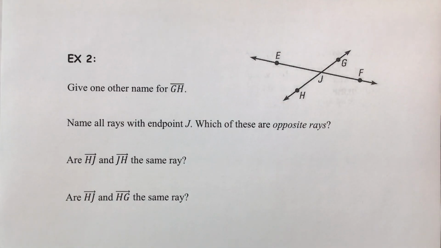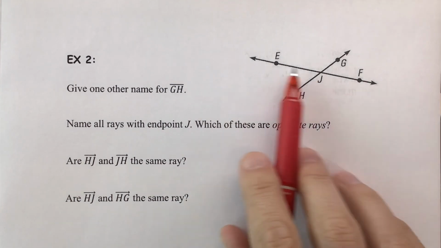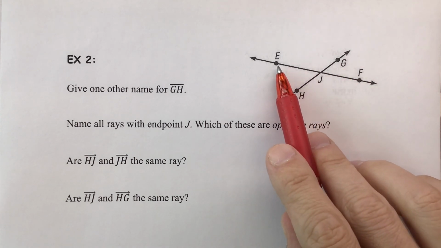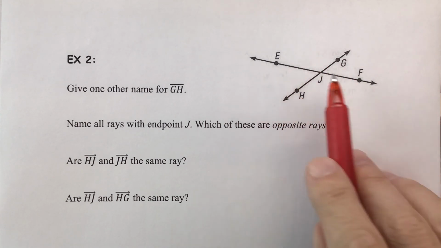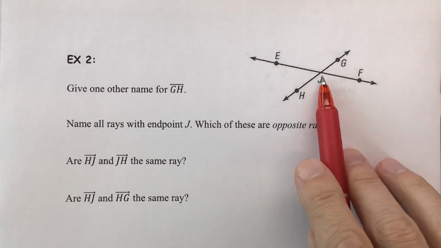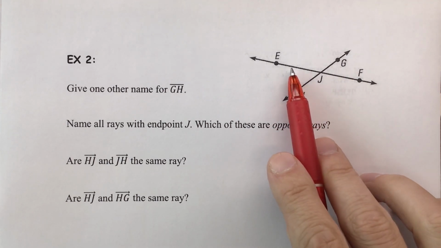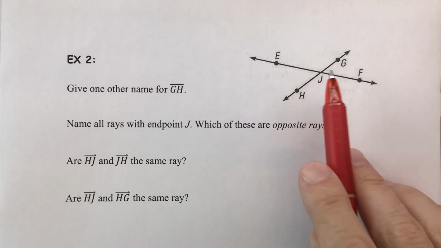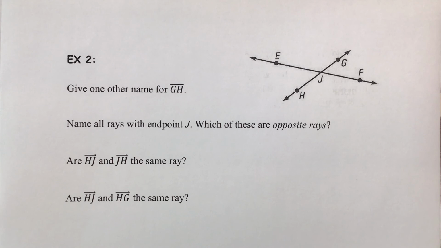Example number 2 is going to allow us to look a little bit closer at segments and rays. What we have is a picture of 2 lines that are intersecting with each other, and 4 points have been identified with little dots. We got E, F, G, and H. They went ahead and put dots on those. J is also a point. It's going to be the point of intersection between those 2 lines. So for that, you don't need to put a little dot on there. That would just be a little bit overkill, and we interpret that the point of intersection is J.